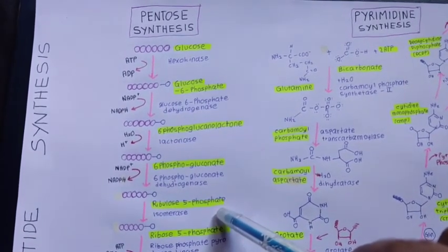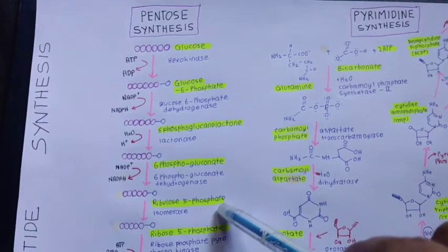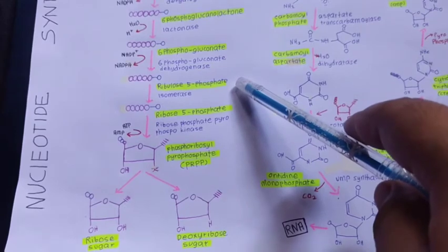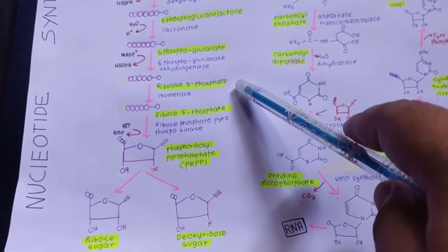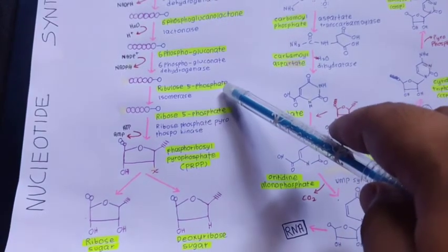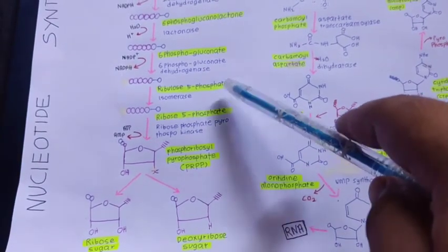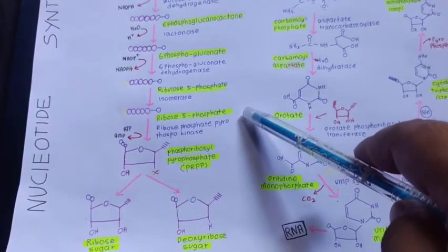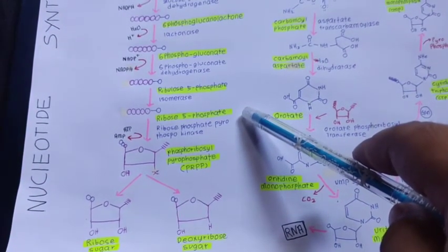Here, we should know that ribulose 5-phosphate is a ketone. We need to convert the ketone into an aldehyde, so we use the enzyme isomerase. The enzyme isomerase converts ribulose 5-phosphate into ribose 5-phosphate. Ribose 5-phosphate is an aldehyde.